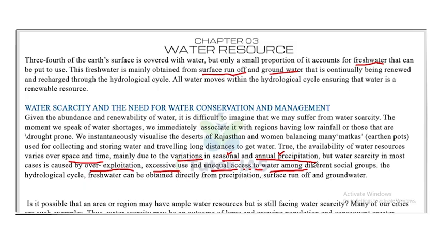The hydrological cycle: fresh water can be obtained directly from precipitation, surface runoff and groundwater. So we know the fresh water can be obtained from precipitation, that is in the form of rain, snow, etc., then surface runoff and groundwater.